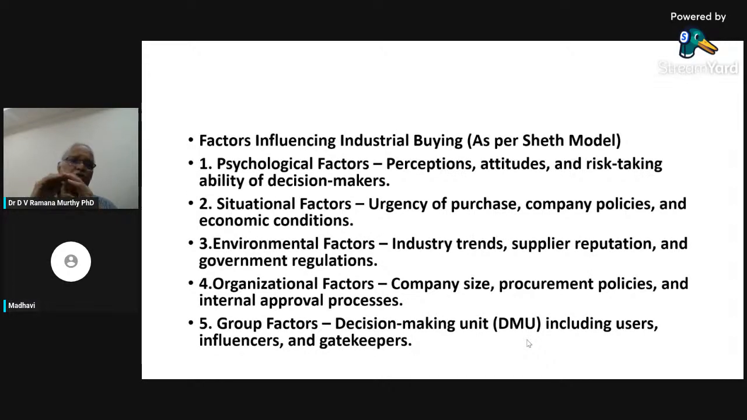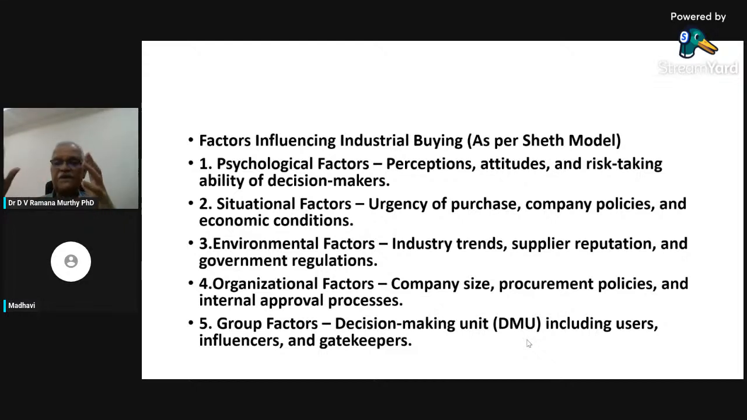Now, as per the Sheth model, let's examine what the factors are. One is psychological factors. Psychological factors include perceptions, attitudes, and risk taking ability of the decision makers. Because just like a consumer, industrial buyers also will be perceiving things. If you buy this raw material, what can be the outcome?